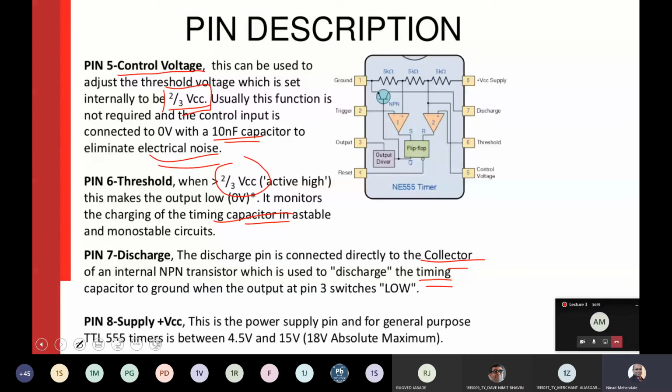And pin number 8 is just a supply, and any supply between 4.5 volt to 15 volt is suitable for IC SE555, which is from Fairchild company, and there is another variant NE555.